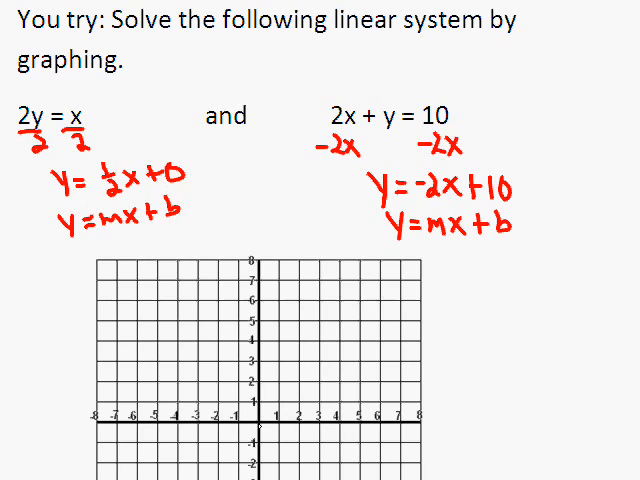For the first one, 0 is our starting y-intercept, then we go up 1 to the right 2, and we do that repeatedly until we filled up the entire graph. We also go down 1 to the left 2. And we connect all of our points with a straight line.